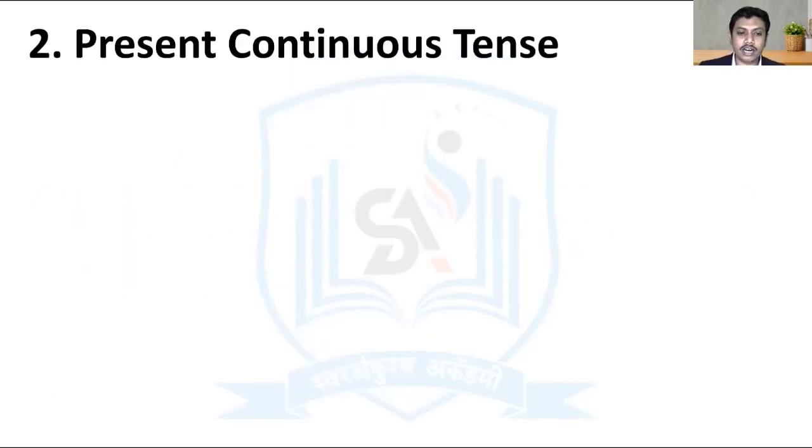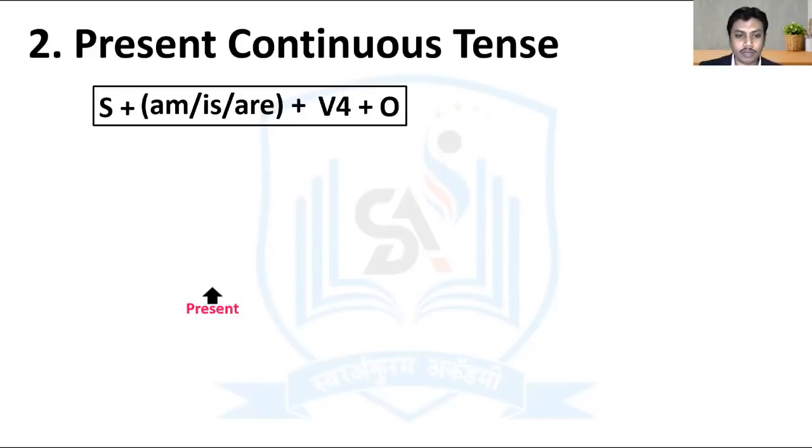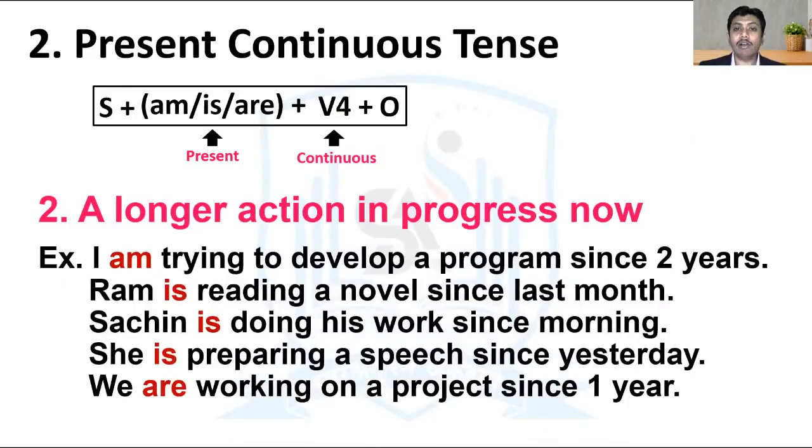Now, let's try to understand other thing. That is nothing but the same tense that we will use for other purpose. That is nothing but a longer action that is in progress now. Okay. Now see, try to understand this thing. I'm trying to develop a program since 2 years. Now I'm working on a project. The project is already started. I'm still working on this thing. So this is a longer action that is going on. And for that purpose, I'm using present continuous tense. Ram is reading a novel since last month. So he has already started reading the novel. He is still reading it.